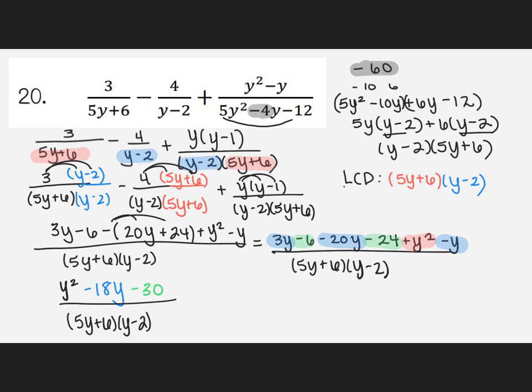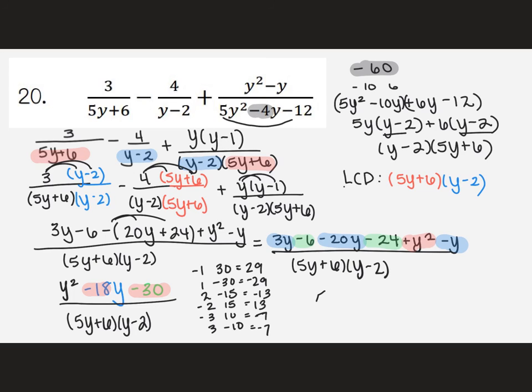If I try to factor the numerator further, I would need factors of negative 30 that add to be negative 18. Factors of negative 30 would be negative 1 and 30, 1 and negative 30, 2 and negative 15, negative 2, 15, or negative 3, 10, 3, negative 10. If I go through this list, none of these would add up to be negative 18. And so at this point, I can't factor any further, and I would just want to list my domain restrictions.